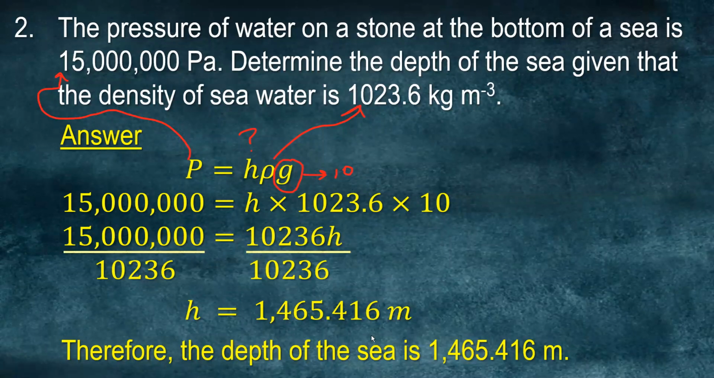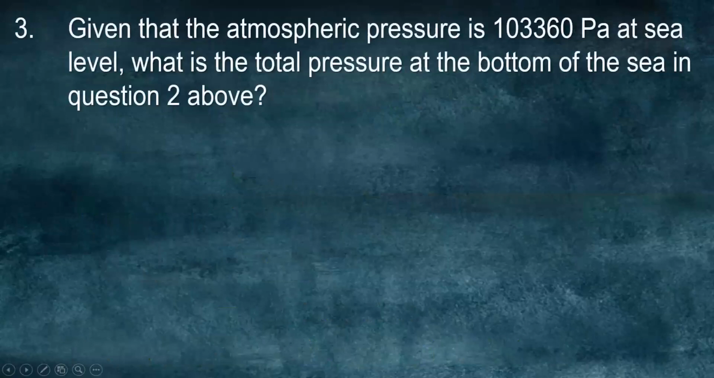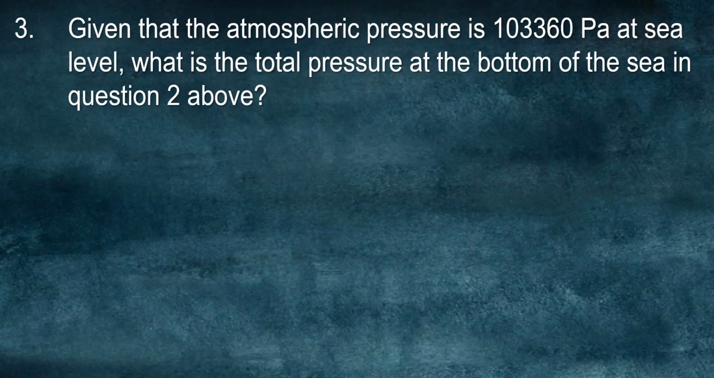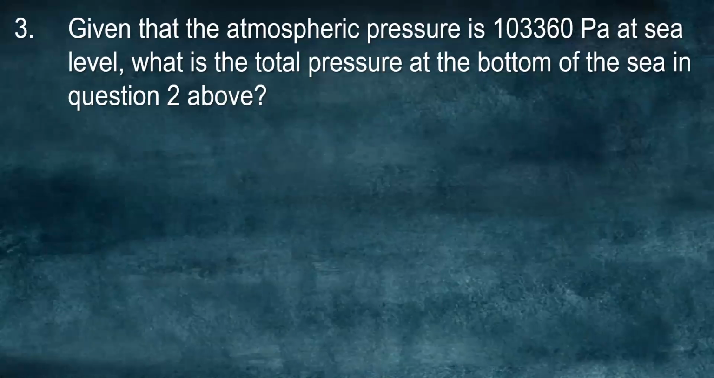I want us to go now to number 3. I need to stop this animation. Okay, the annotation is gone. Number 3 says, given that the atmospheric pressure is 103,360 pascals at sea level, what is the total pressure at the bottom of the sea in question 2 above? What is the total pressure?